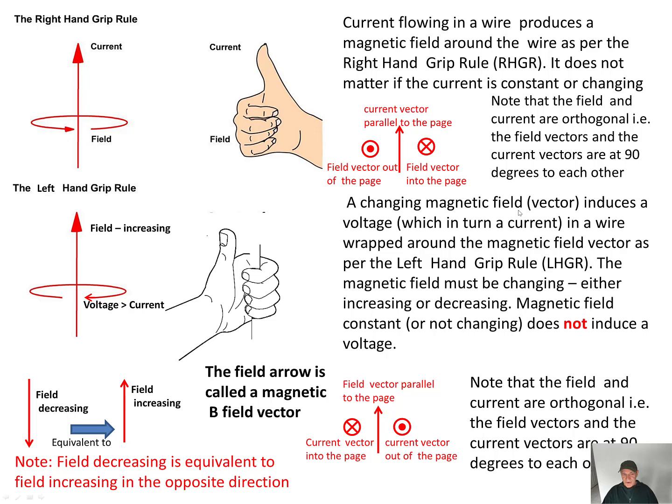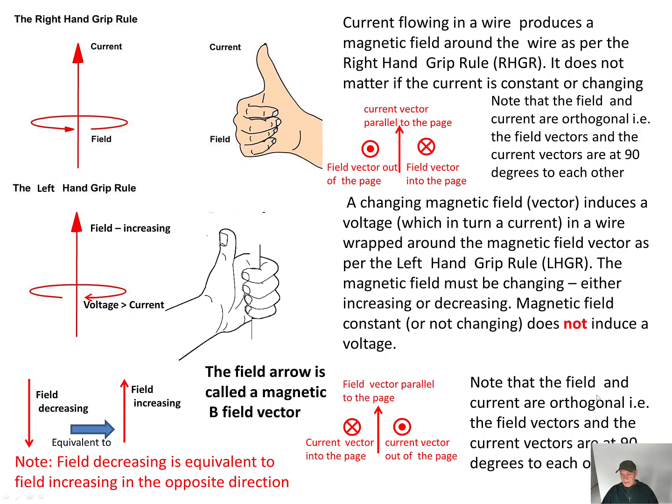A changing magnetic field vector induces a voltage, which in turn produces a current in a wire wrapped around the magnetic field vector, as per the left hand grip rule, LHGR. The magnetic field must be changing, either increasing or decreasing. A constant or non-changing magnetic field does not induce a voltage. So this is the difference between the right hand grip rule and the left hand grip rule. For a field vector, you need it to be changing. If it's constant, it will not produce a voltage. Also notice that a field decreasing is equivalent to a field increasing in the opposite direction.